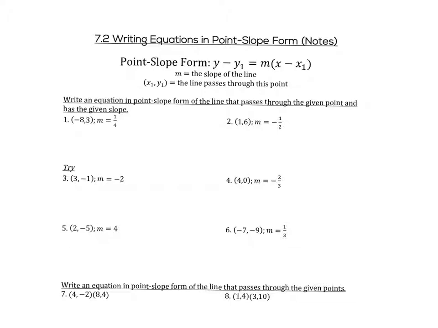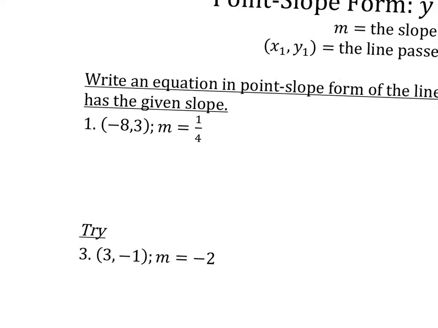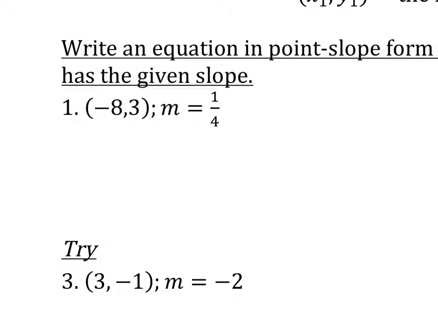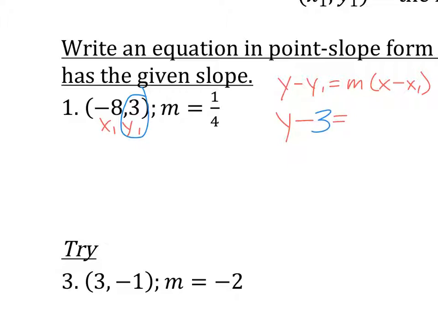All right, so let's go ahead and look at number 1. Just to copy the formula back down, it was y minus y1 equals m parentheses x minus x1, okay? I can fill in these parts. My ordered pair is going to fill in for the x1 and y1, and the m is going to fill in for the m. So now I have y minus y1 for my ordered pair is 3, equals m, that's given to me as 1/4, parentheses x minus x1 for my ordered pair is -8.